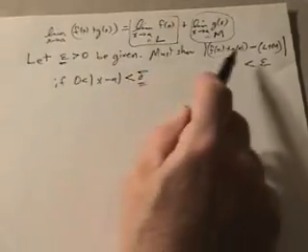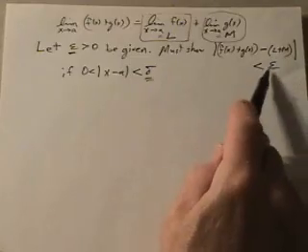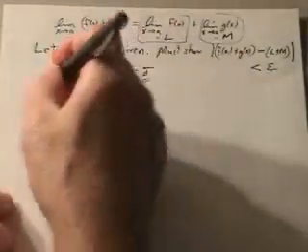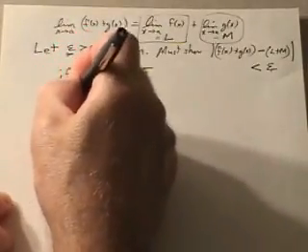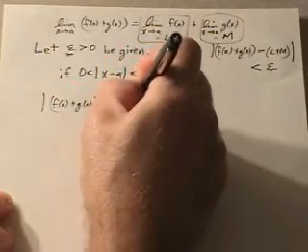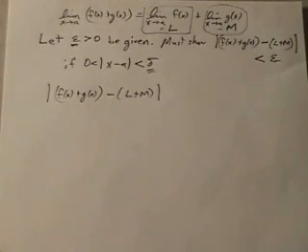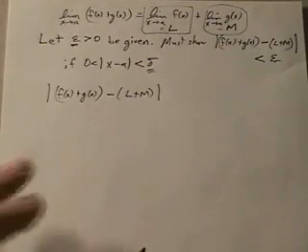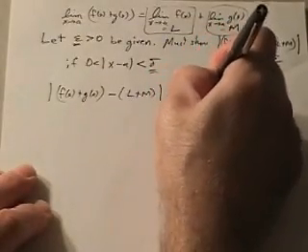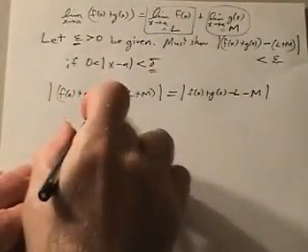To do that, I've got to show that the distance from f of x plus g of x to L plus M is less than epsilon. Okay, so what is this distance? Well, let's look at it algebraically. The absolute value of f of x plus g of x minus L plus M. And at this point, we have to do a bunch of algebra, some of which you may not have seen before, but we'll do it. Obviously, this is f of x plus g of x minus L minus M. You have to distribute the minus.